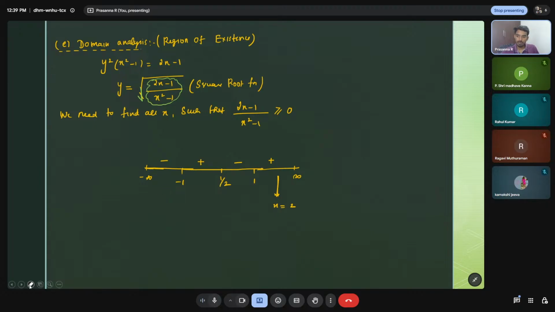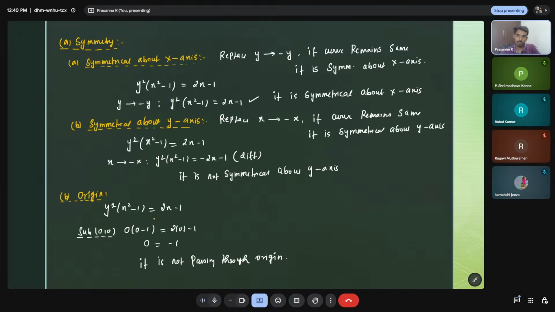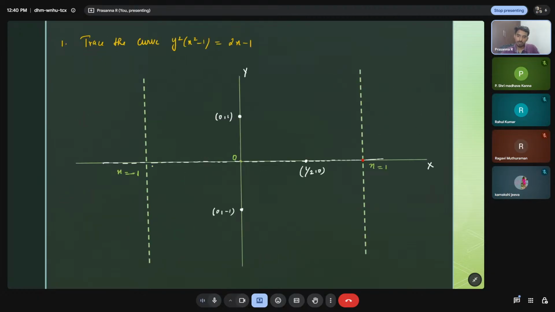this function is defined only in this region and in this region, because this thing is positive or equal to 0 whenever x belongs to this interval only. So your domain of your function: at minus 1 and plus 1 it will be infinity, at 1 by 2 it is equal to 0. So your domain will be minus 1 to 1 by 2 union 1 to infinity. So your function is defined from minus 1 to 1 by 2.